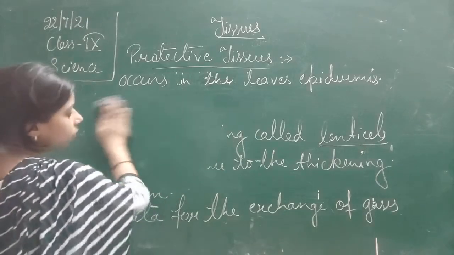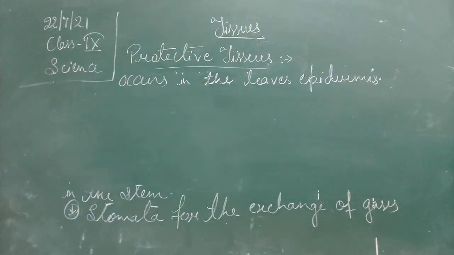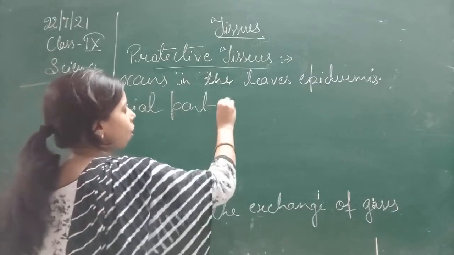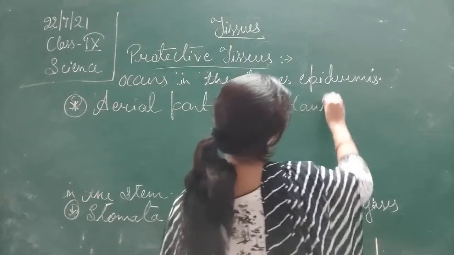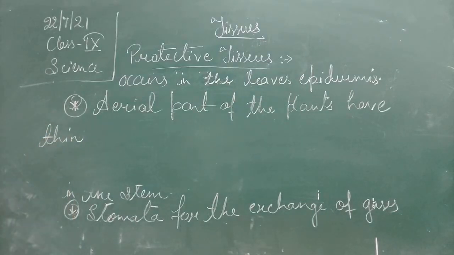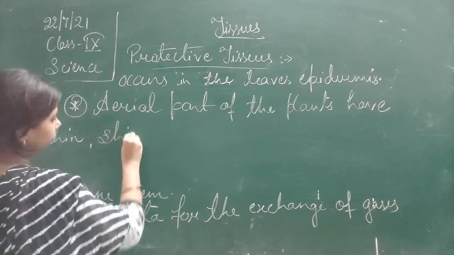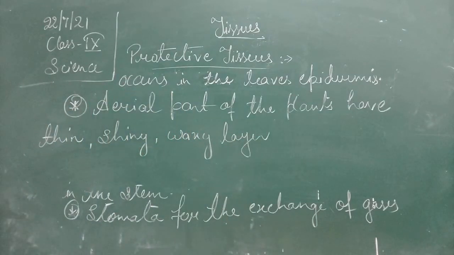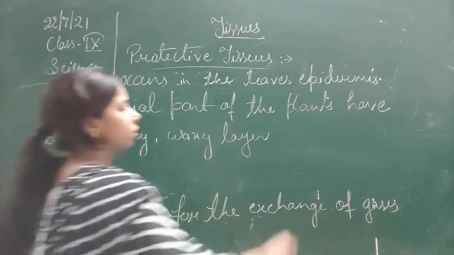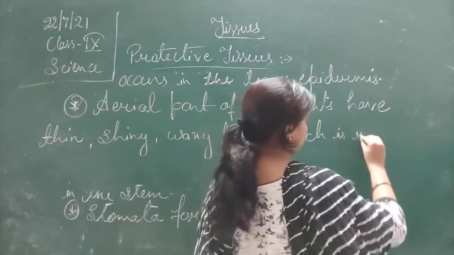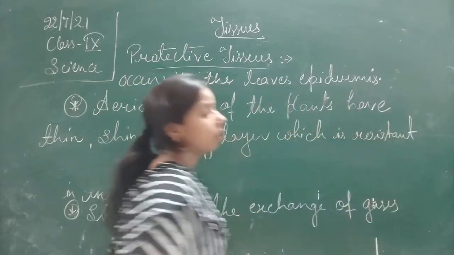The leaves, or any of the aerial parts of the plants, have a thin, shiny, waxy layer, a thin waxy layer, which is resistant to water.